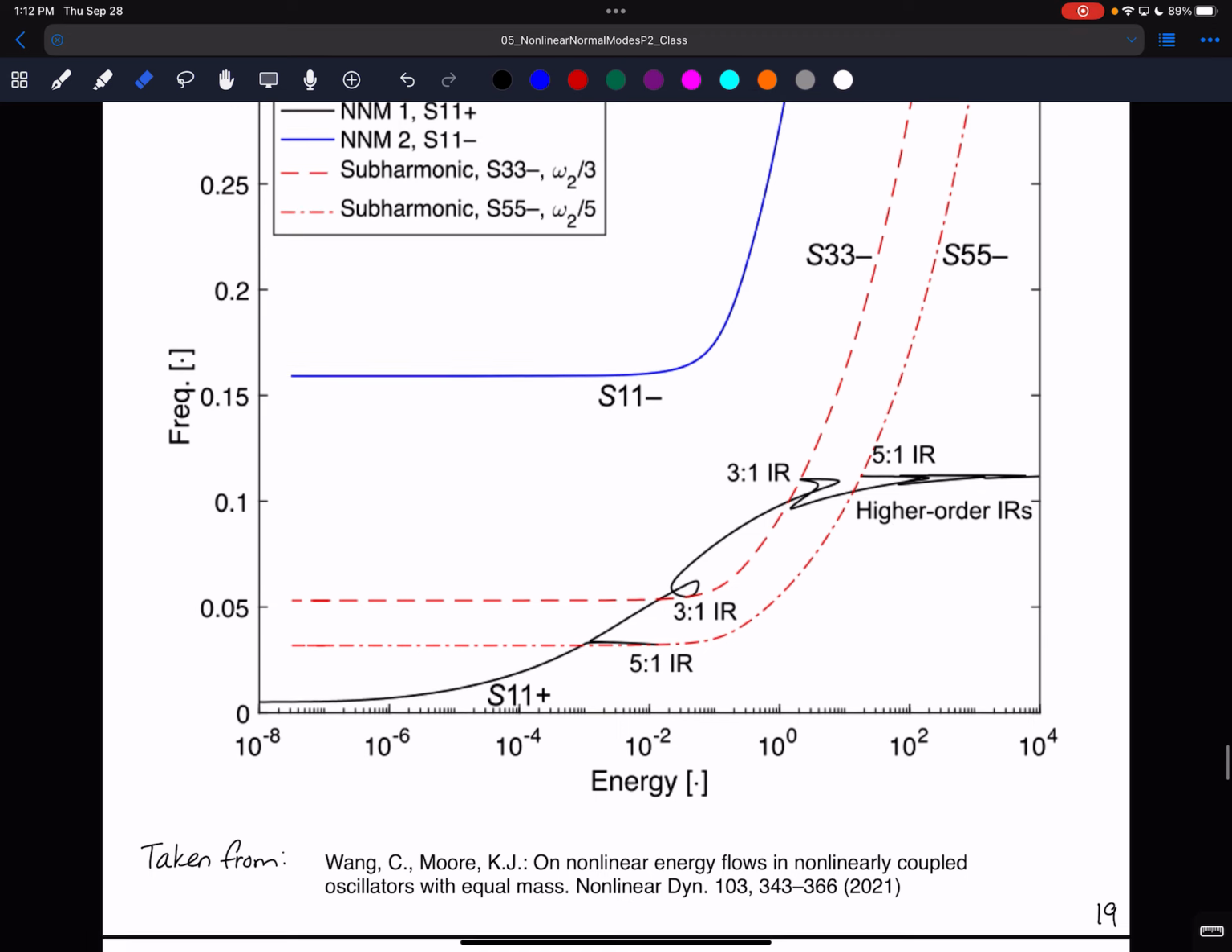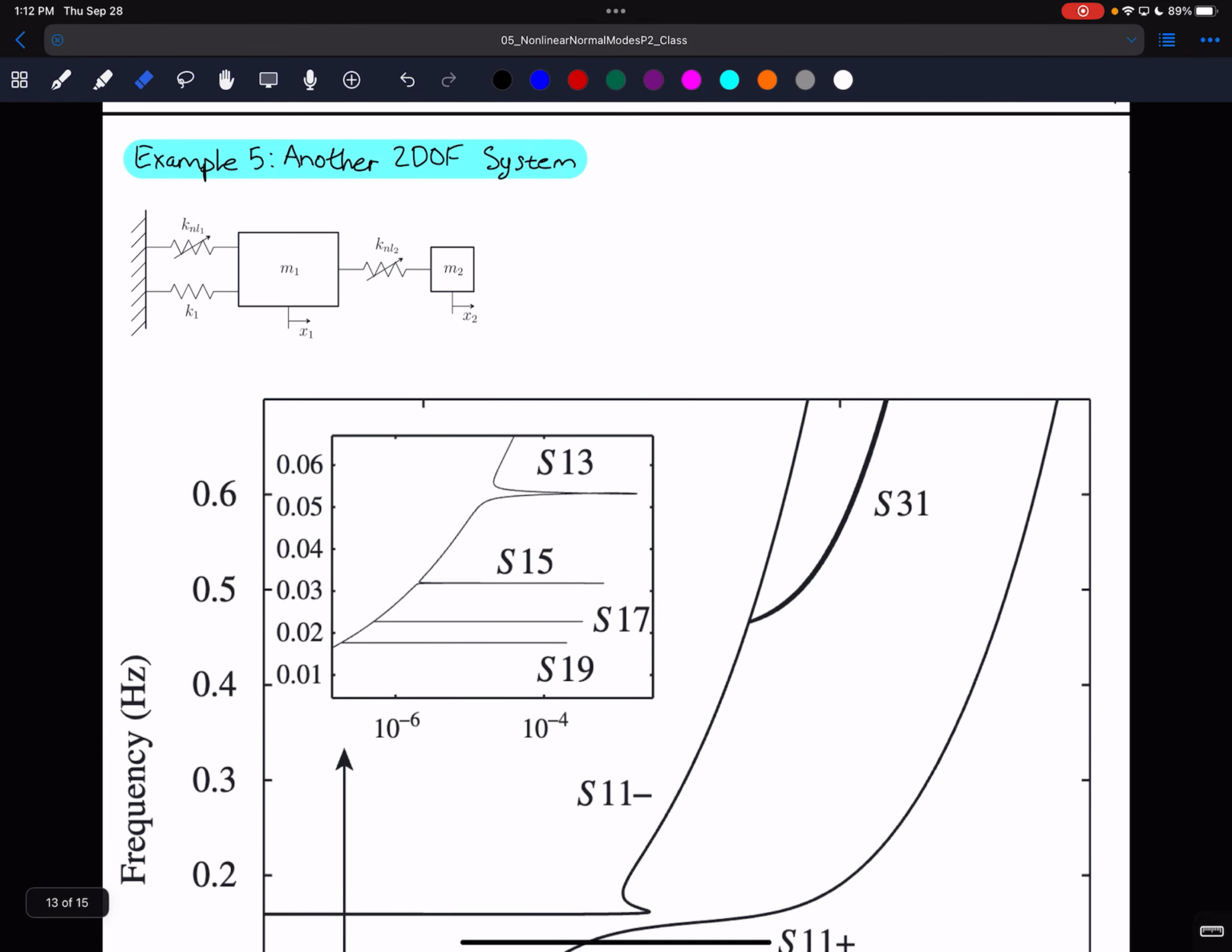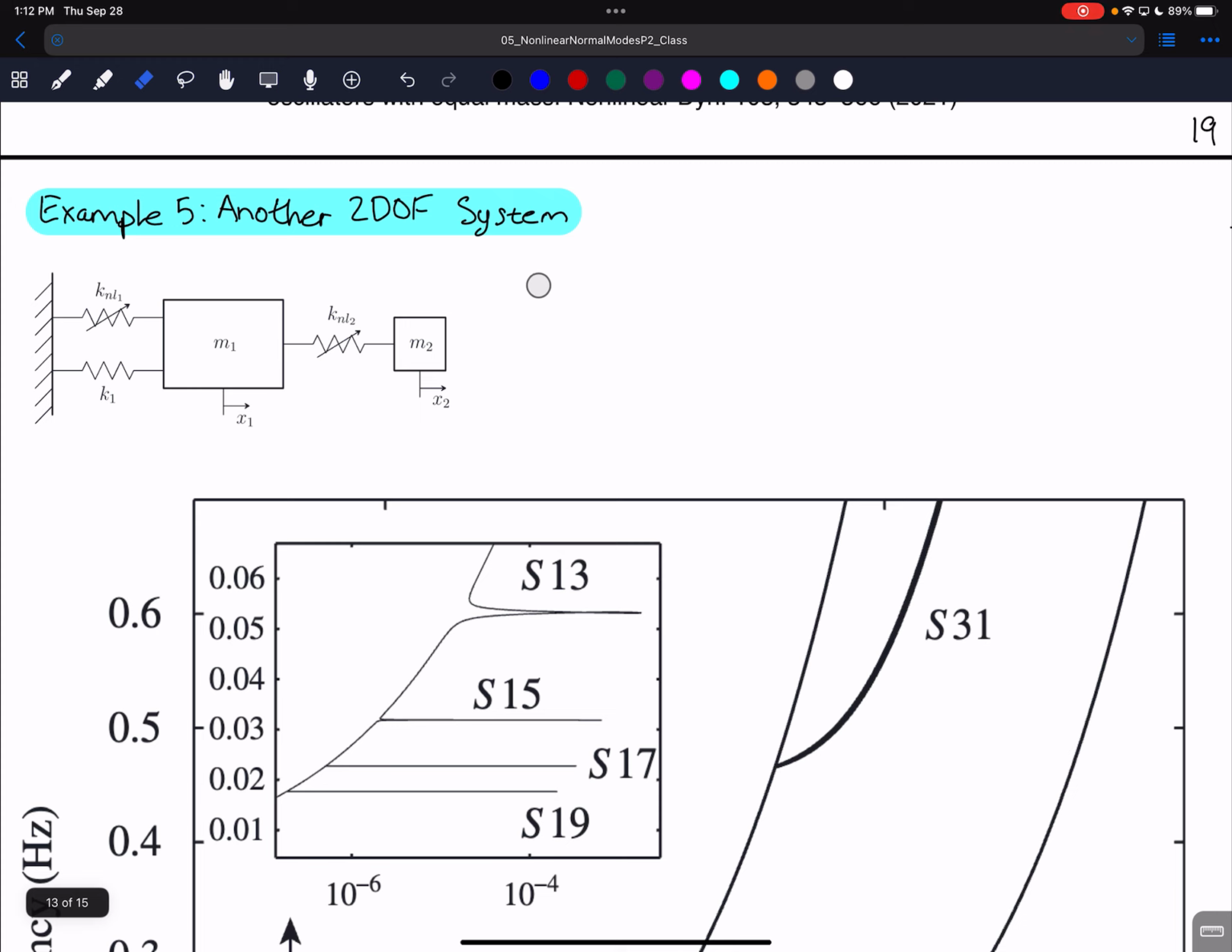Let's take a look at another 2-degree-of-freedom system. In this case, there is a grounding nonlinear spring and a coupling nonlinear spring in this system. We won't write out the equation of motion, but I will give you the values of the parameters. M1 is equal to K1, which is equal to KNL2, and those are all equal to 1. KNL1 is equal to 0.5, and then M2 is equal to 0.05. So in this case, M2 is low mass, and we would consider it to be a local attachment, or in particular, this is called a nonlinear energy sink.